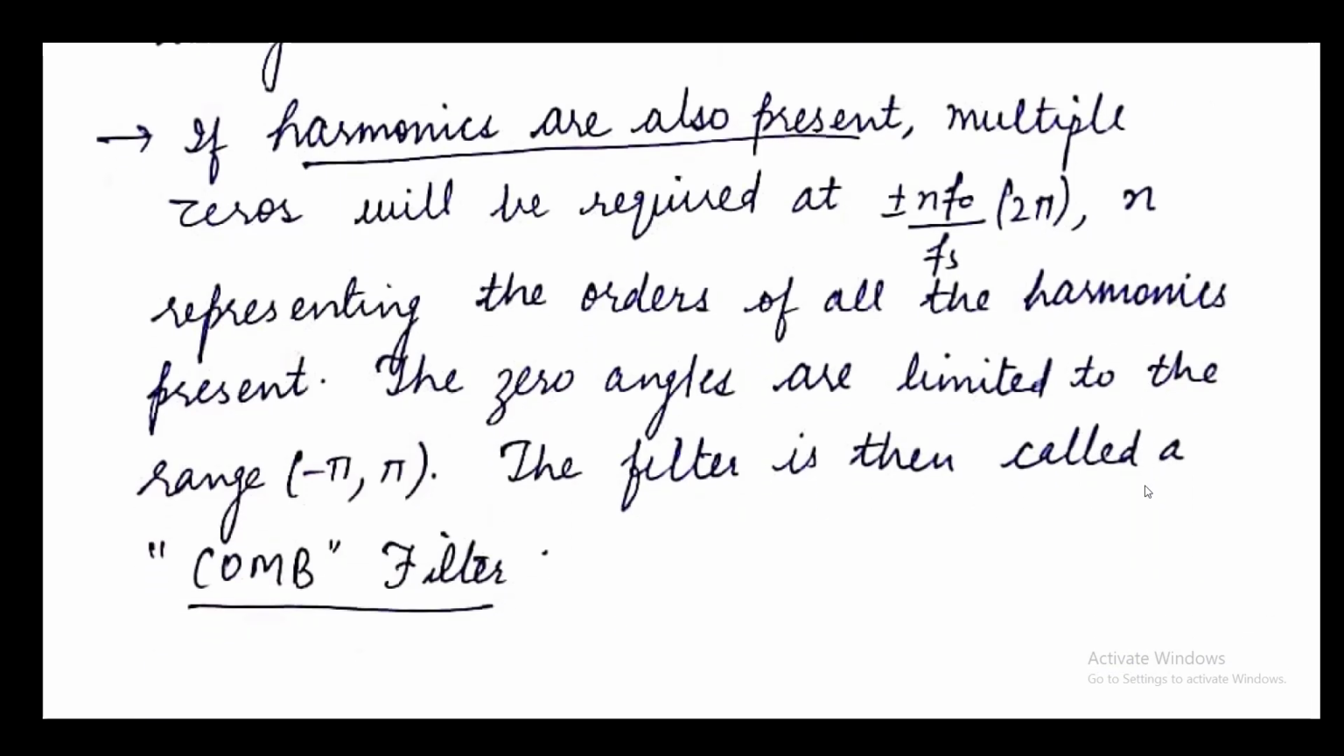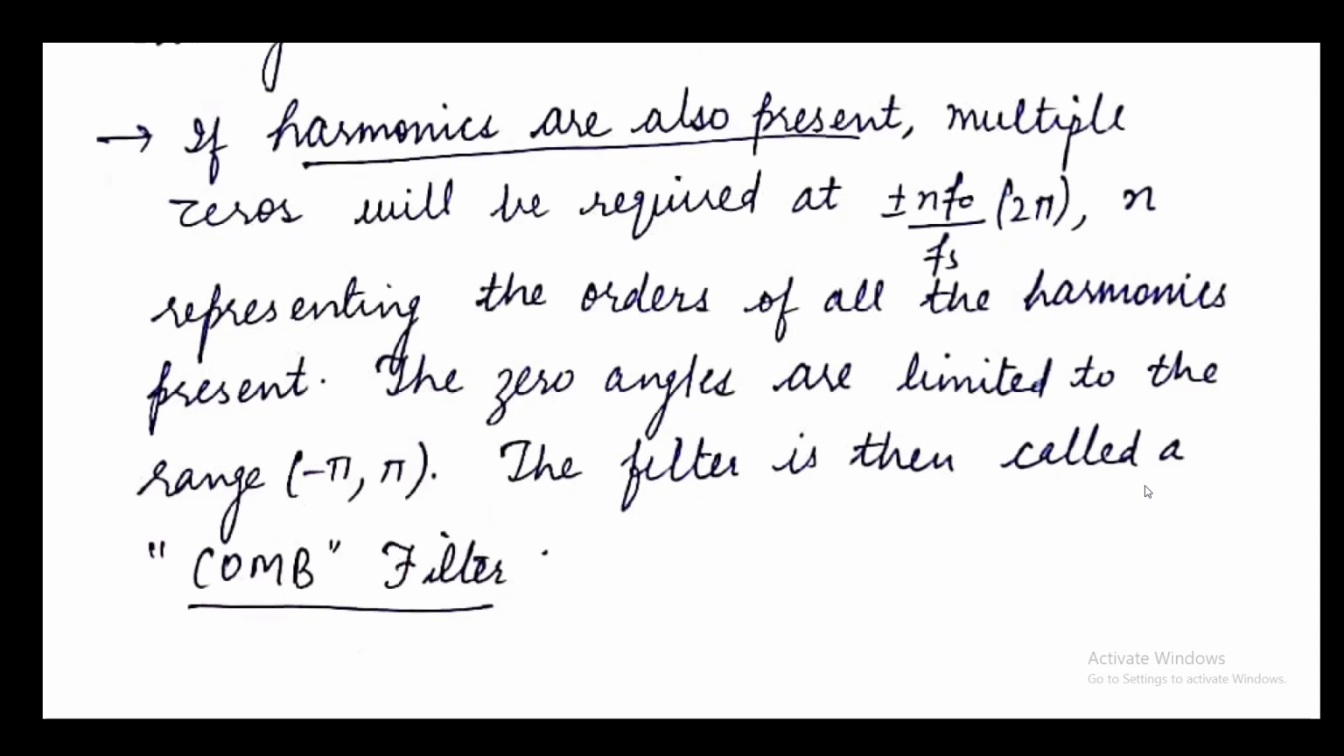Now, if harmonics are also present, then we need multiple zeros at the frequencies given by plus minus n 2 pi f0 by fs. Here n represents the order of the harmonics which are present and which we want to remove. The zero angles are limited to the range of minus pi to pi, or you can say 0 to 2 pi, and this filter is then called a comb filter.